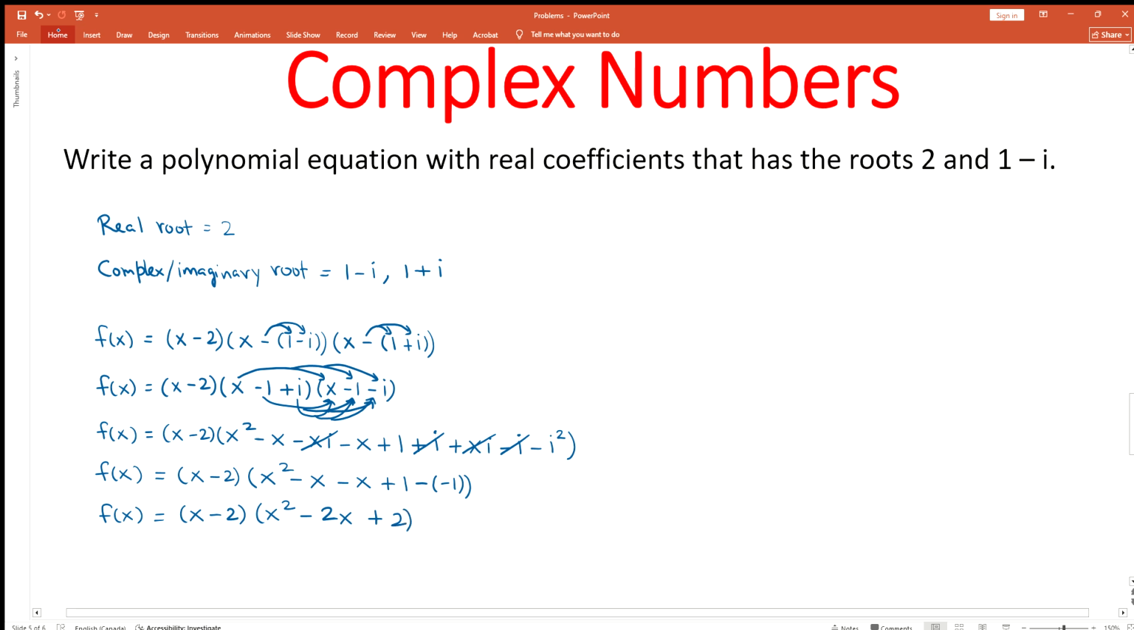Next, we can distribute the terms in these two parentheses. I get x cubed minus 2x squared plus 2x minus 2x squared plus 4x minus 4. We can combine like terms in this equation.